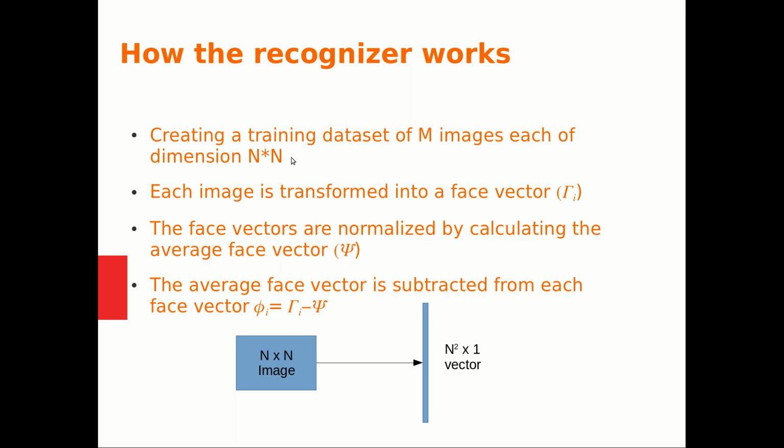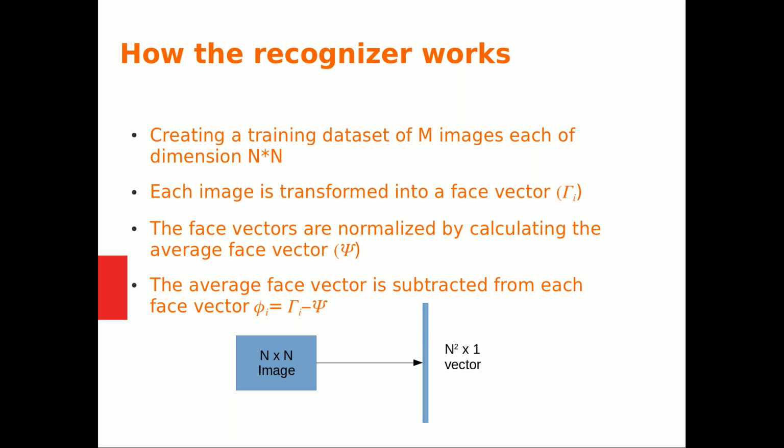If we have m images, each of dimension n into n, we create face vectors from each and every image. This is the face vector. So each image is transformed into a face vector, and then we normalize by creating an average face vector of all the images that we have. Now we have face vectors of individual faces, and we have an average face vector.